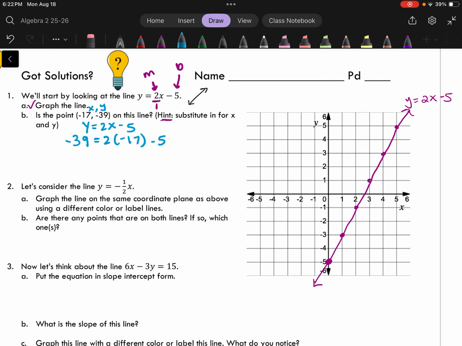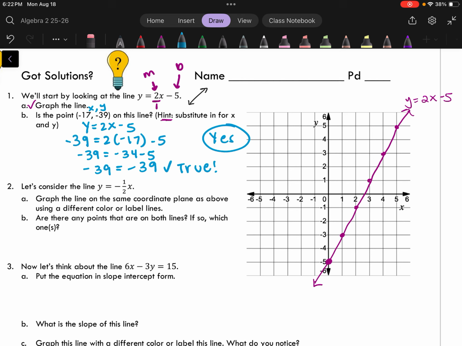So 2 times -17 is -34. We're going to subtract 5. Remember, that's equal to -39. On the right-hand side, -34 subtract 5 is -39. So you end up with -39 equals -39. That is true, which means it is on the line. So this is a yes, it is on the line.